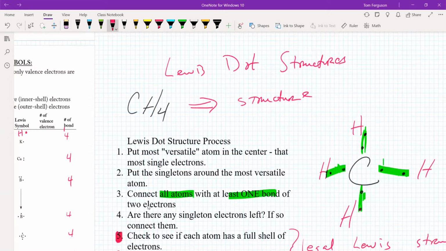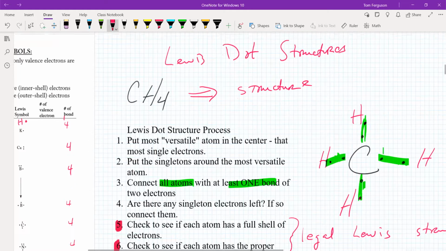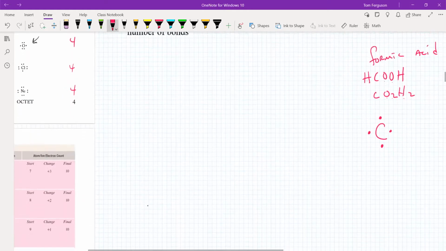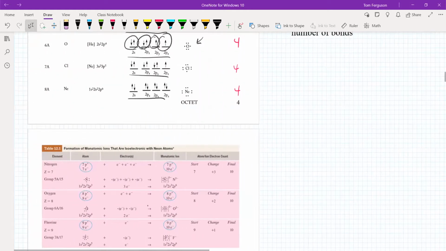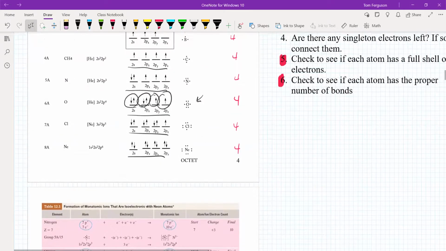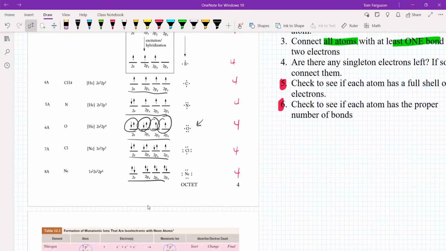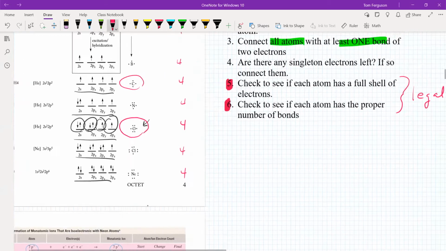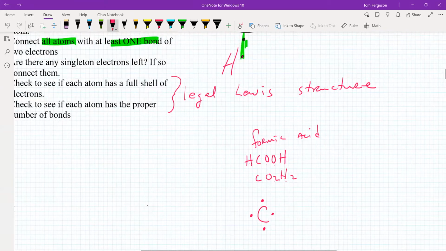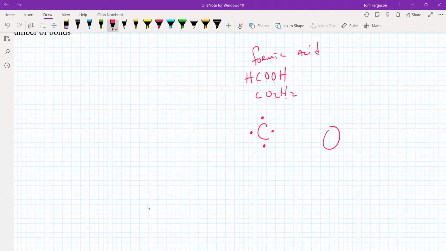Okay, so we're taking a formula, making a structure, and it's based on the valence electrons. Okay, so carbon has got 4 singletons. Oxygen has 2 singletons and 2 pairs. And there are 2 of them, so we're just going to stick them.